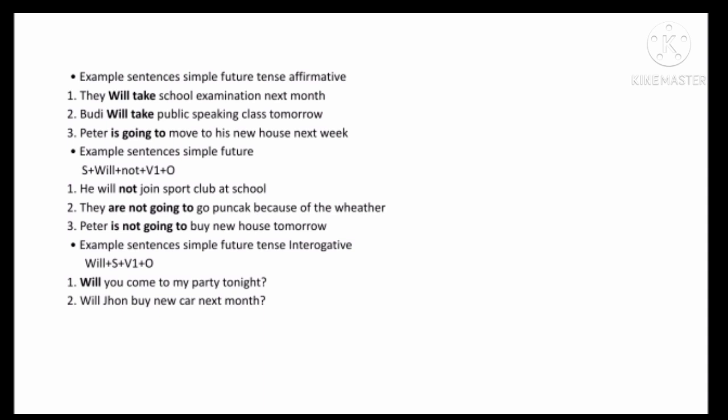Example sentence, simple future tense interrogative. Pattern: will plus subject plus verb 1 plus object. 1. Will you come to my party tonight? 2. Will John buy a new car next month?